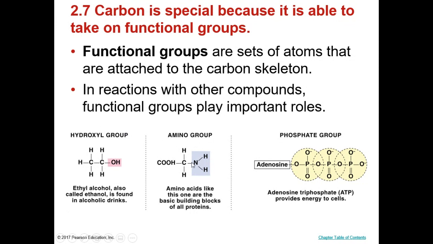If you add a nitrogen single bonded to a carbon, then you make an amino group, which is important in creating amino acids that are going to eventually make up proteins. If you add 4 oxygens to 1 phosphorus, then you make highly energetic bonds right here that can release a lot of energy, a lot of electrons. Okay, so we're looking at phosphate right here.